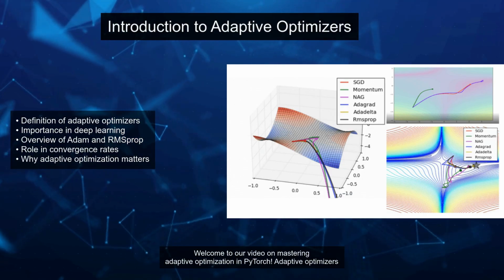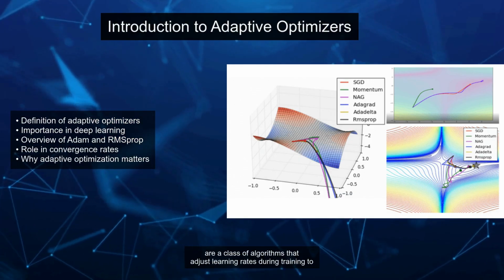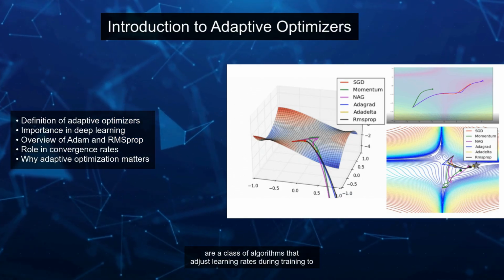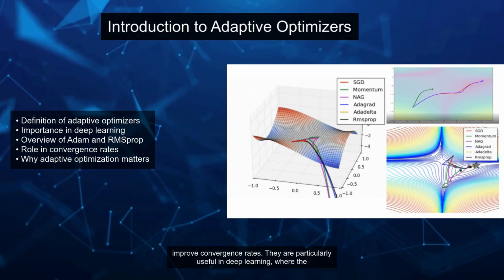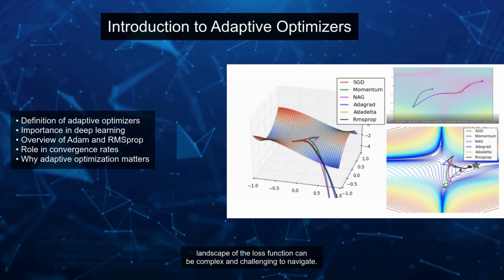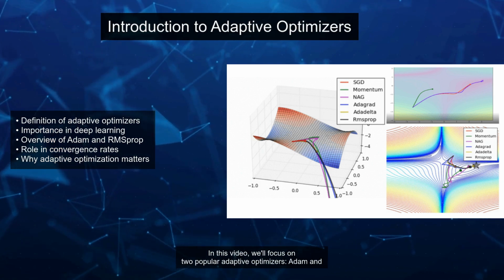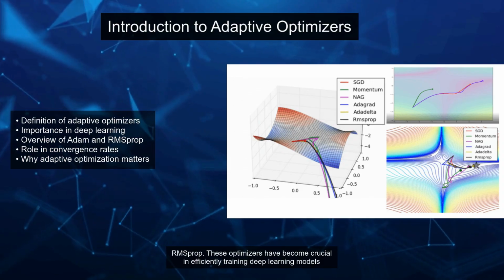Welcome to our video on mastering adaptive optimization in PyTorch. Adaptive optimizers are a class of algorithms that adjust learning rates during training to improve convergence rates. They are particularly useful in deep learning, where the landscape of the loss function can be complex and challenging to navigate. In this video, we'll focus on two popular adaptive optimizers, Adam and RMSprop.